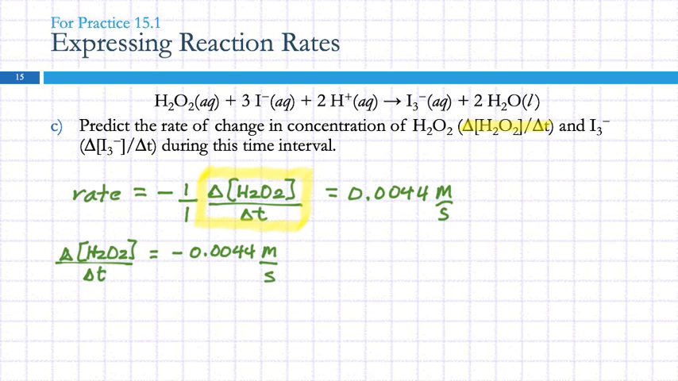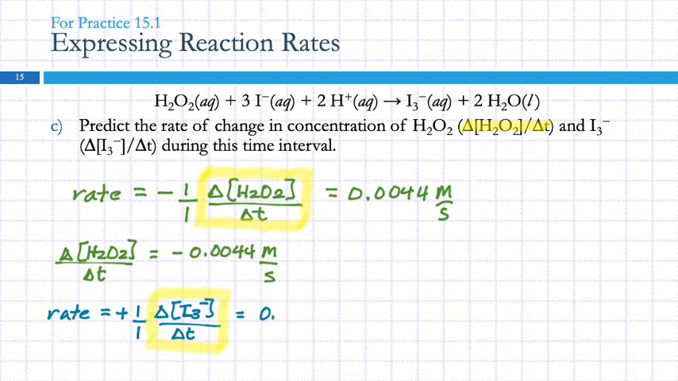So let's do the next one. Here we've got the rate, and that is equal to, this is a product, right? So it's going to be positive, and the coefficient is 1. To be really thorough, you can write plus 1 over 1, but all of that is unnecessary. Delta I3 minus over delta T. And again, this is the thing that we're solving for.